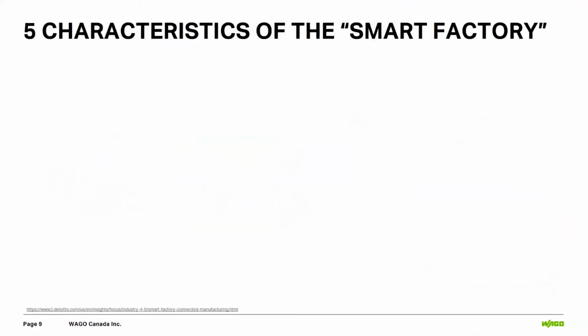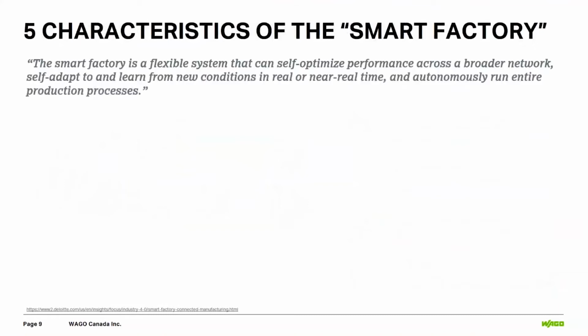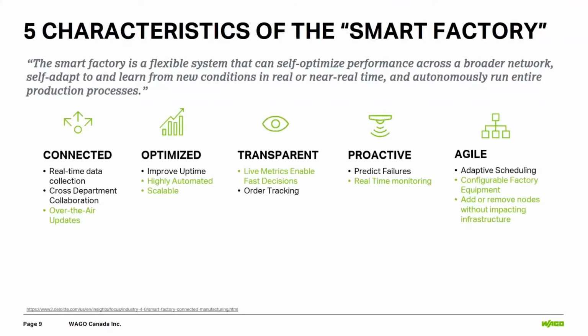So what are 5 characteristics of the smart factory? So I took this quote from Deloitte because I thought it was particularly interesting. The smart factory is a flexible system that can self-optimize performance across a broader network, self-adapt to and learn from new conditions in real or near real time, and autonomously run entire production processes. So that's obviously pretty lofty goals there, but we'll talk about how we can get there.